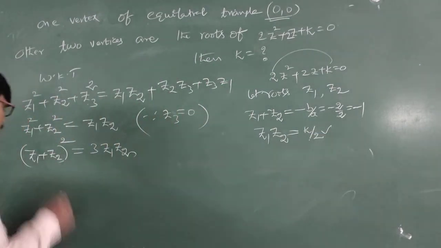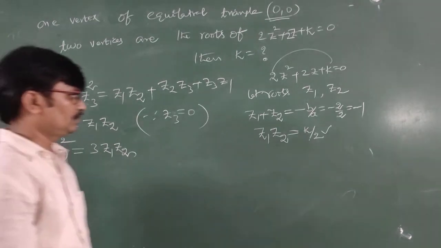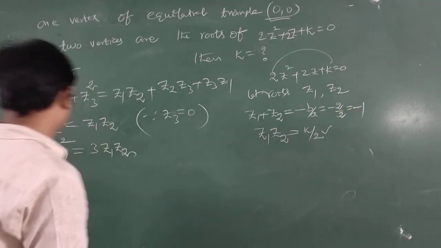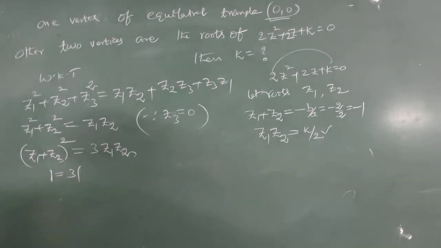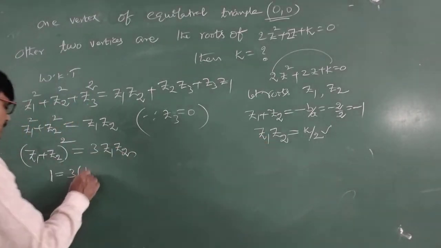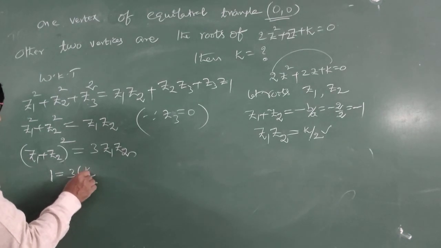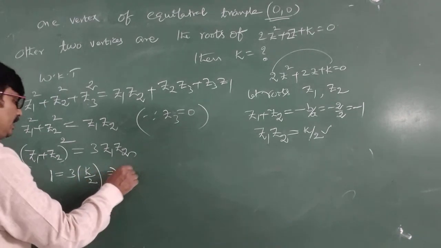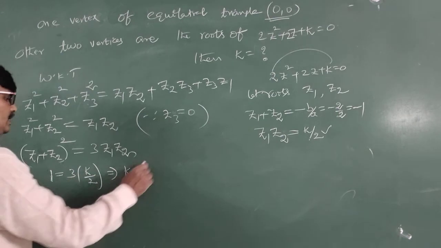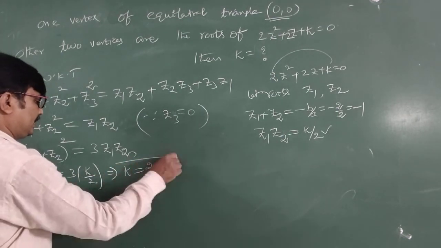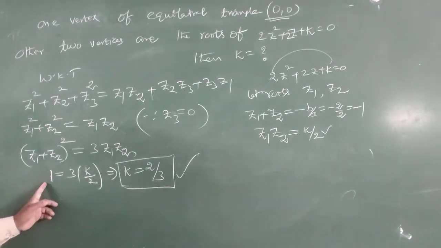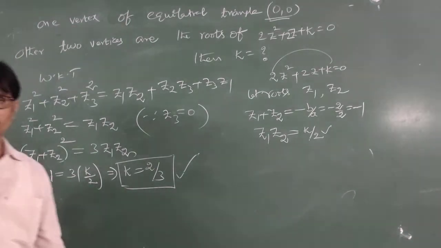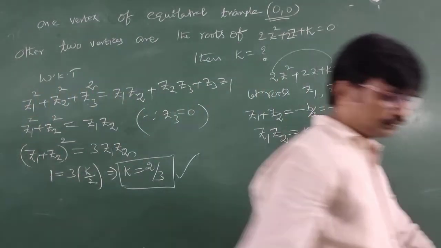So students, z1 + z2 is minus 1, and minus 1 whole square is 1. So 3 into z1 z2, which is k by 2, equals 1. So k equals 2 by 3, which is the required answer. Okay students.